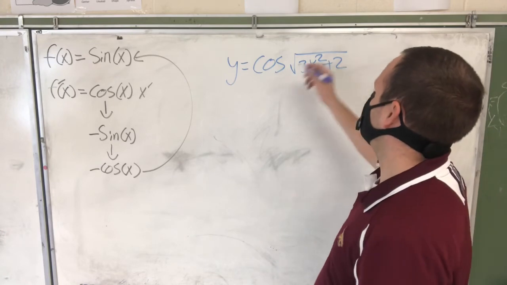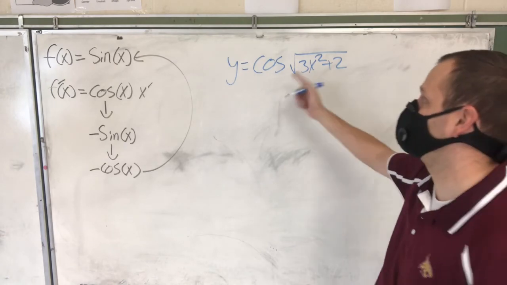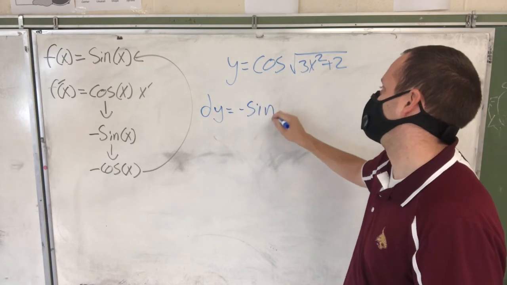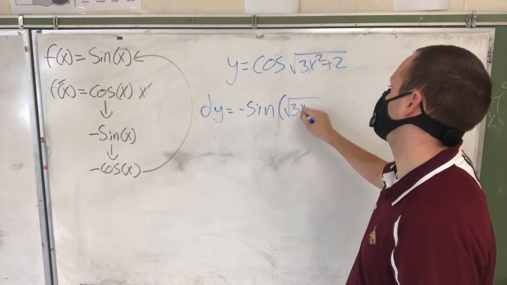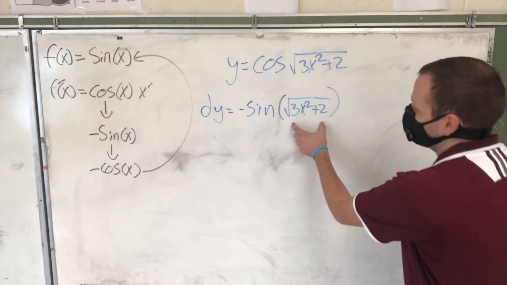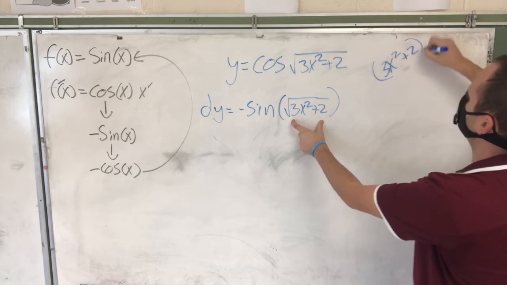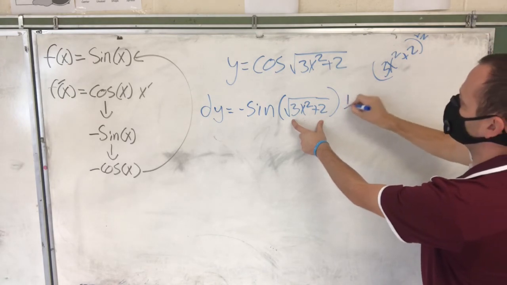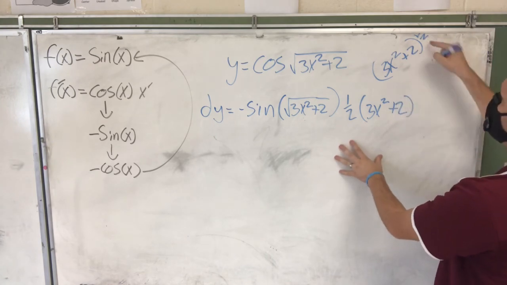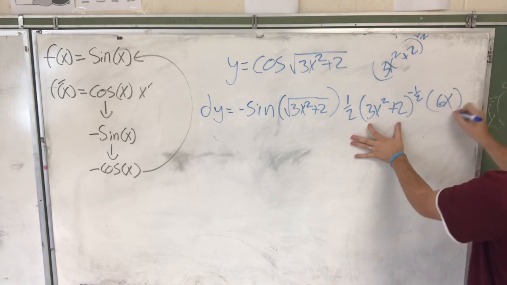Here we go. So, we are going to take the derivative here. Now, something to keep in mind, this is technically to the 1/2 power. So, when I take the derivative, I get dy equals negative sine of the square root of 3x squared plus 2. Then I have to take the derivative of the inside. The inside is, remember, 3x squared plus 2 to the 1/2. So when I take the derivative, that gives me 1/2 times 3x squared plus 2 to the 1/2 minus 1, that's negative 1/2, times the derivative of the inside, which is 6x.